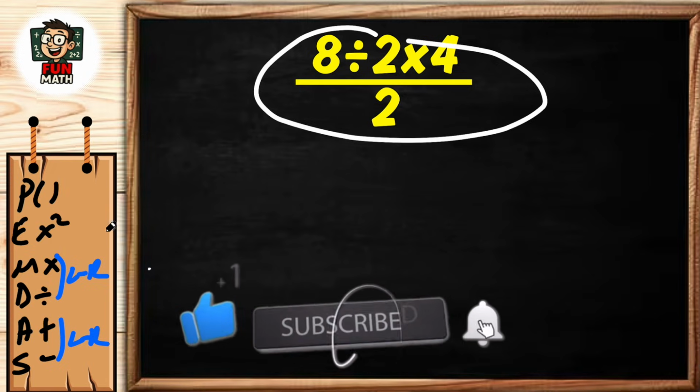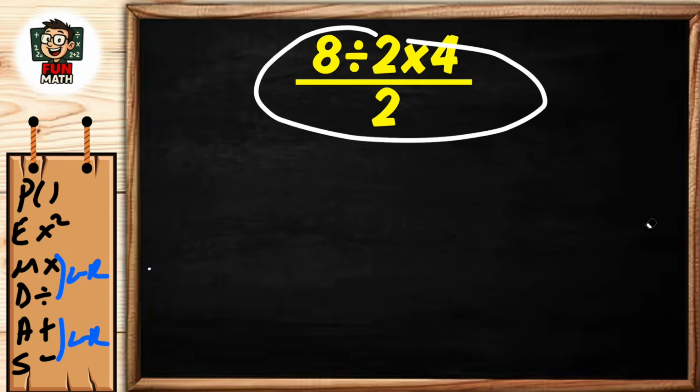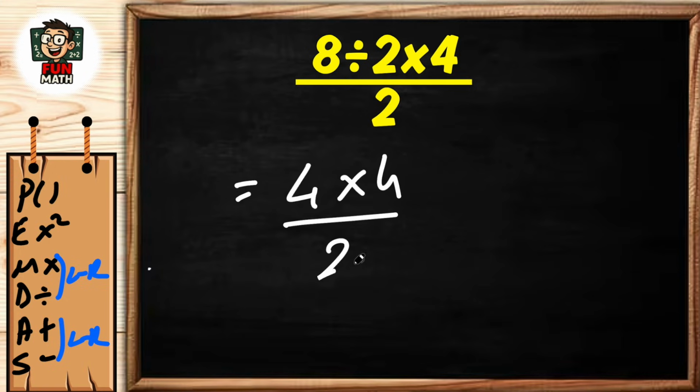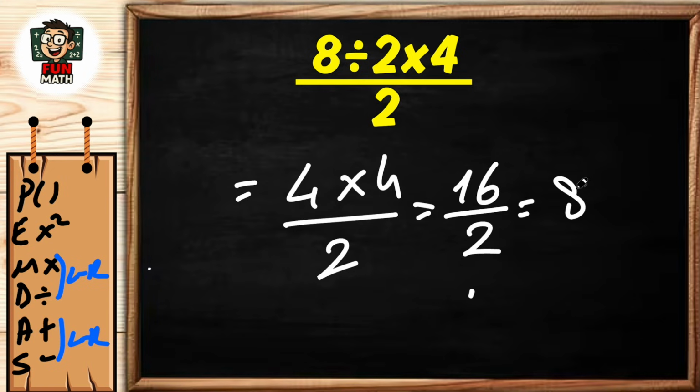Let's add the visual to our equation. This fraction bar means division. The upper part of the fraction is done first. Here we have division and multiplication. The division on the left is done first. 8 divided by 2 equals 4. Now multiplication. 4 times 4 equals 16. Finally, division. 16 divided by 2 equals 8.